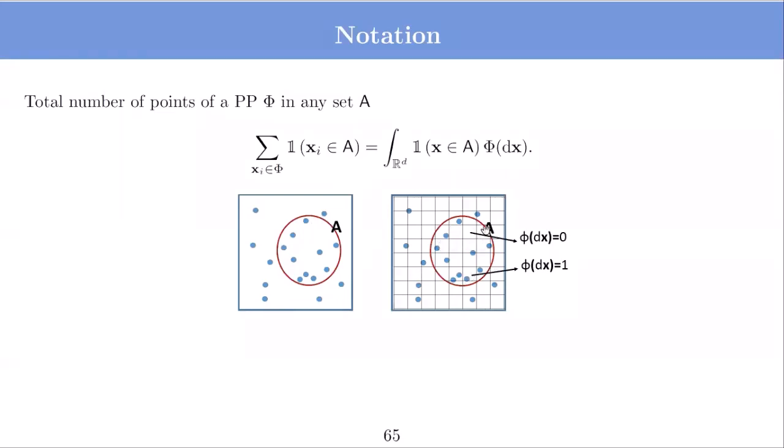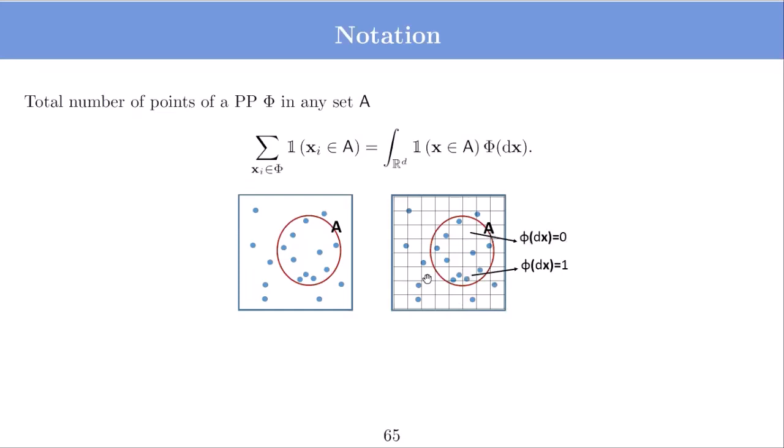Now I look at all the small subsets in A. Suppose this interval is dx, and I ask how many points are there. I call it phi dx. Recall dx is a set, and phi dx is the number of points in that set. Recall that phi A is the number of points in set A. So if the set is dx, phi dx is the total number of points in that set. Here there are 0 points. If I go here, phi dx will be 1. In this case, phi dx will be 2.